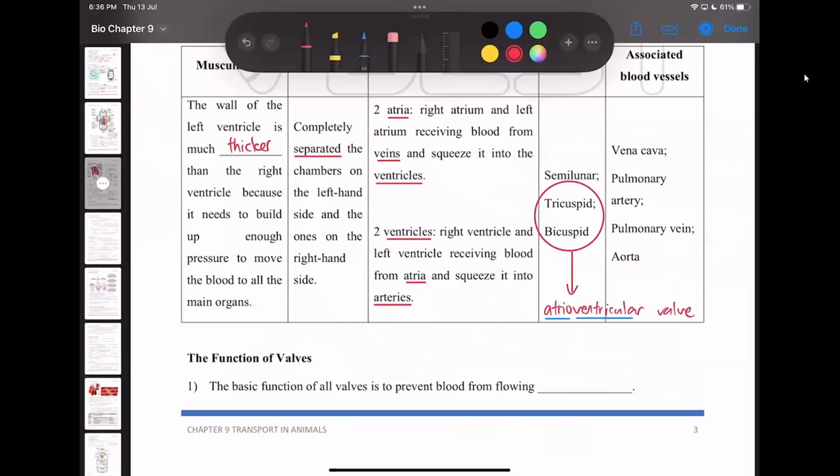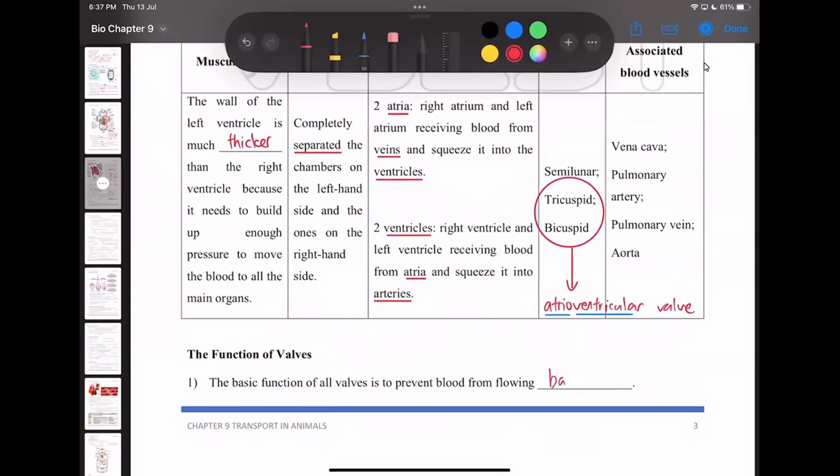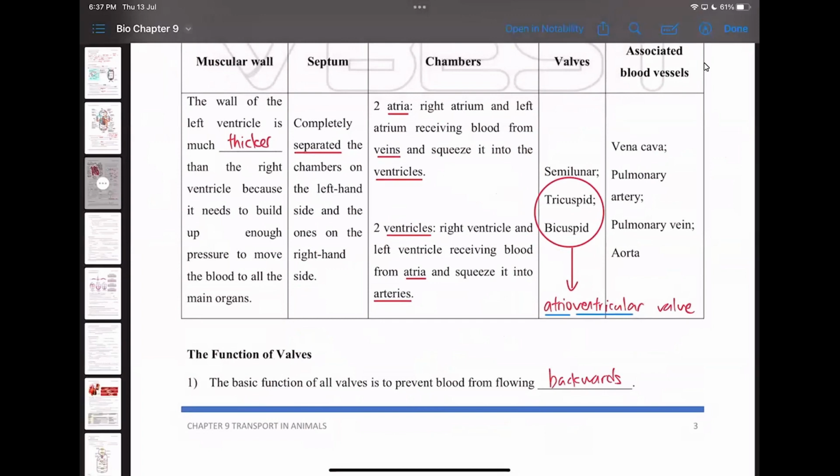Over here. Okay, so next we look into the function of the valves. The basic function of all valves is to prevent the blood from flowing backwards. Because we want the blood to be delivered very fast, we don't want the blood to go backwards. So the valve is very important.